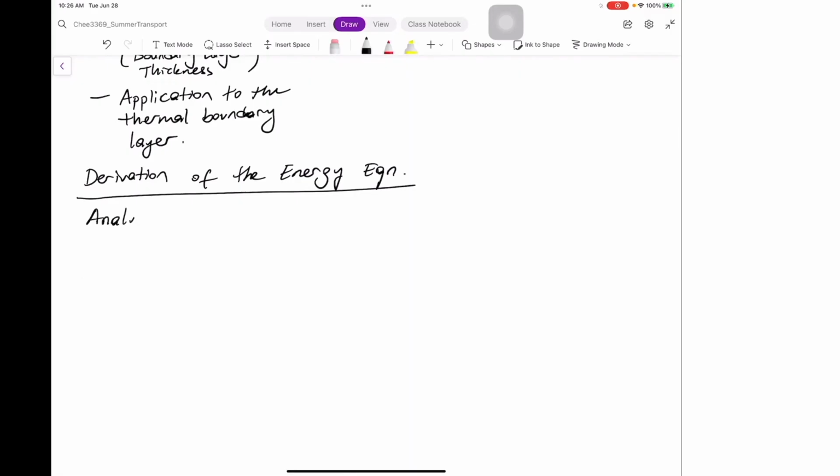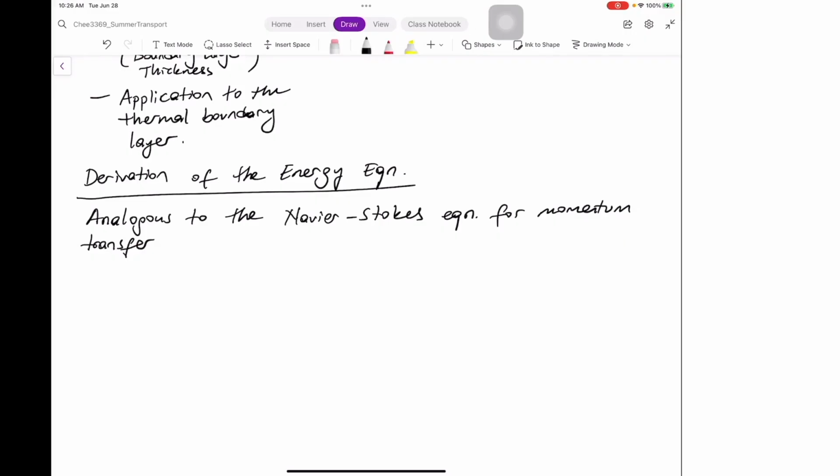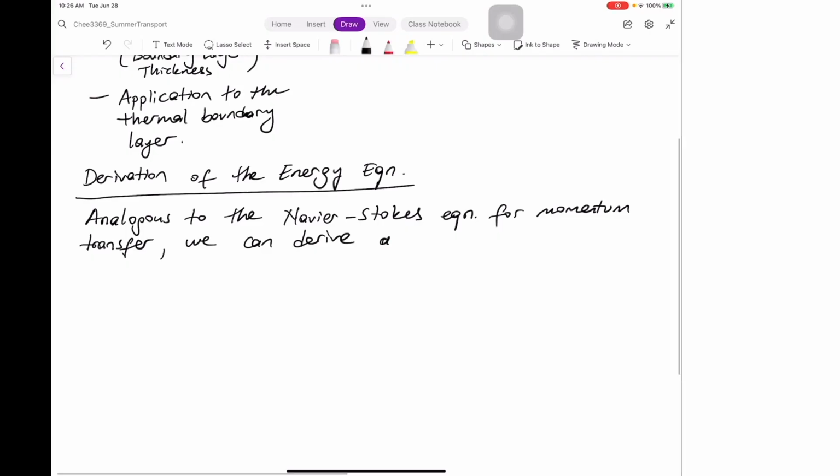Now, analogous to the Navier-Stokes equation for momentum transfer, we can derive a thermal energy equation for heat transfer.